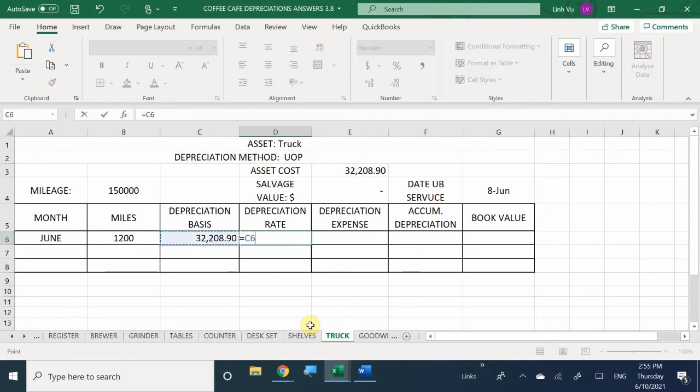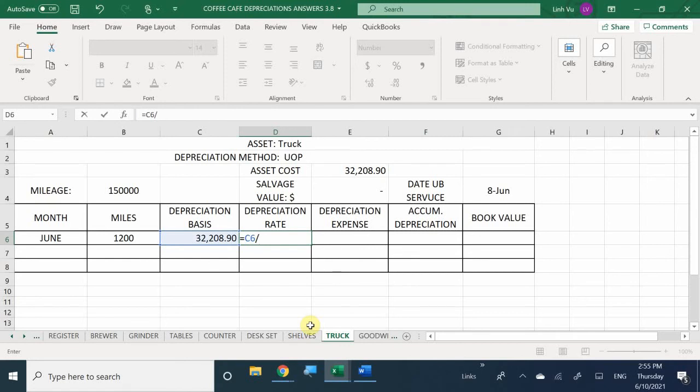150,000. Correct. Divided by the years? No. I'm still looking for my notes. Melinda was on the right track. We're taking the 32,208.90 and we're going to divide the whole thing by the total number of units that the machine can produce.